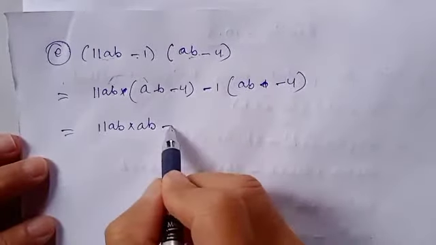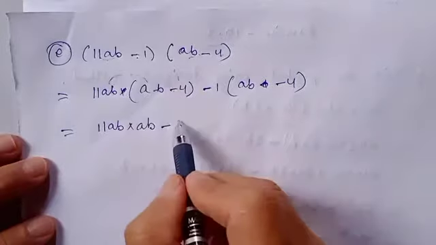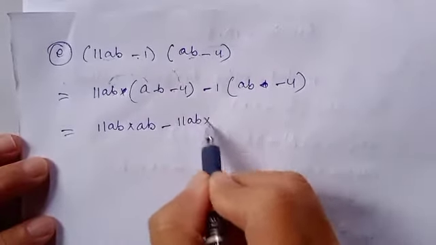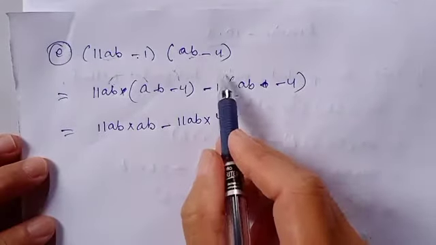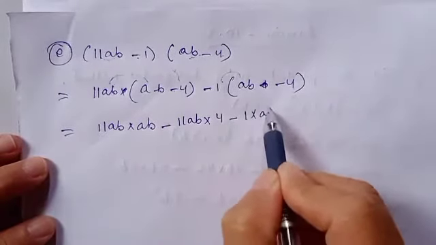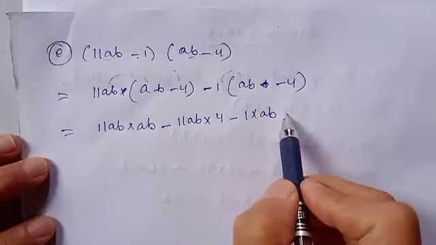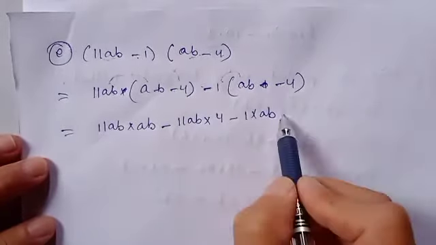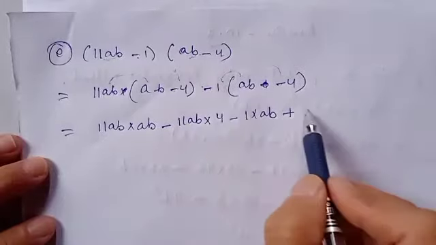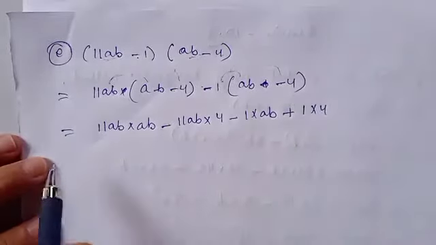11 AB into AB, minus. 11 AB into 4. Now minus again, 1 into AB. Now what about sign? We have to refer this to sign. Minus into minus is plus, 1 into 4.